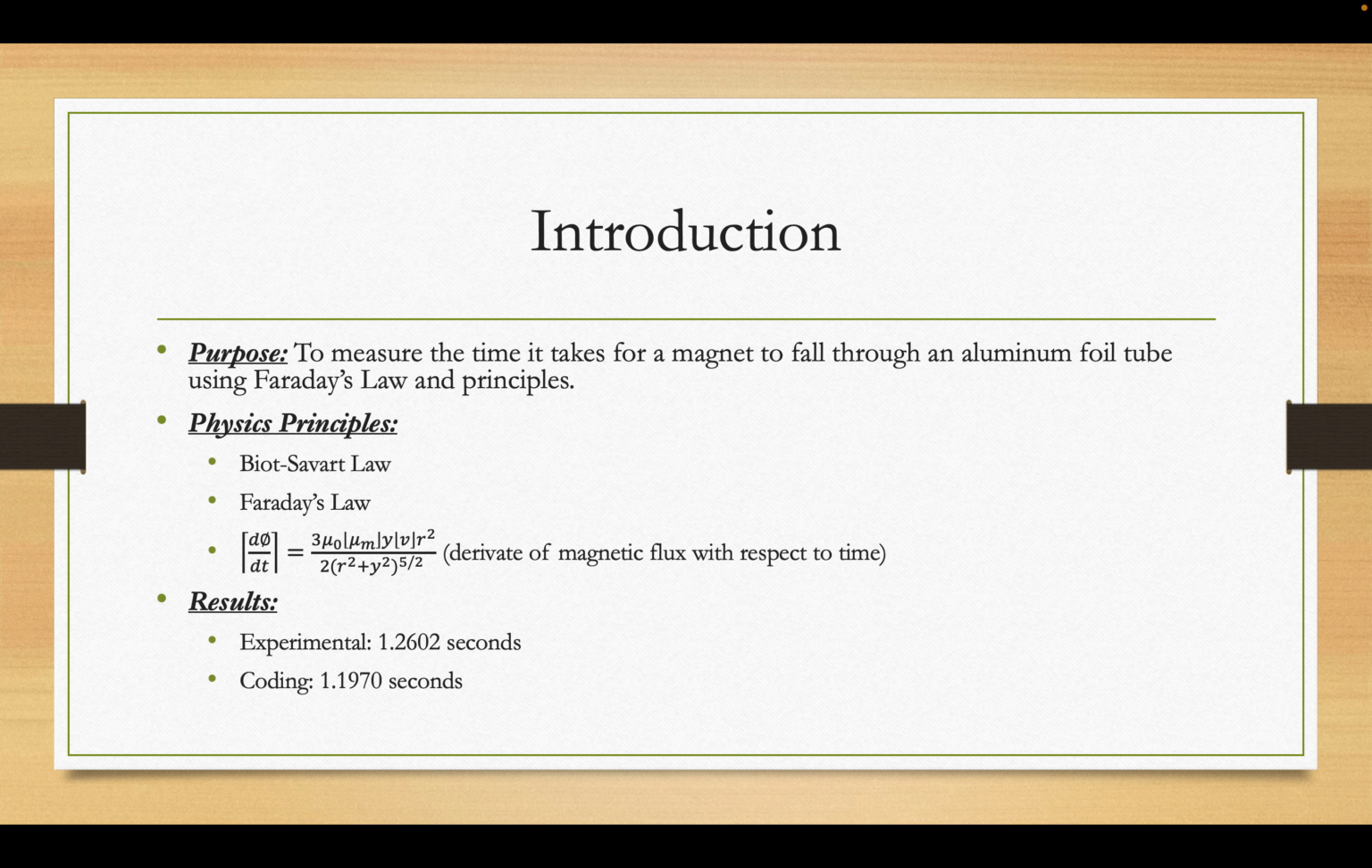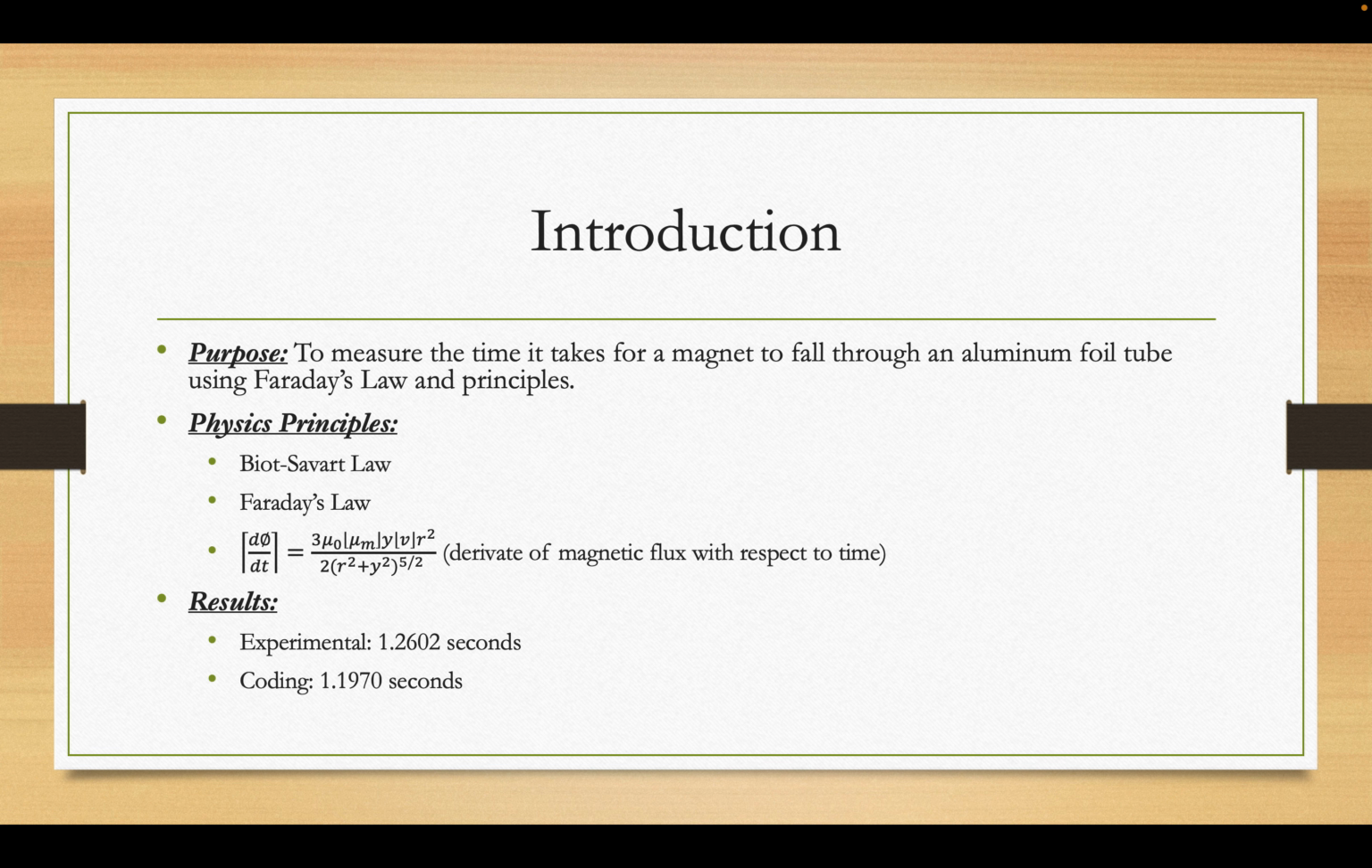So, introduction: the purpose of this lab is to measure the time it takes for a magnet to fall through an aluminum foil tube, and we'll be using Faraday's law and related principles to calculate this fall time. So, physics principles: you have the Biot-Savart law, which is basically mu naught over 4 pi times qv cross r over r squared.